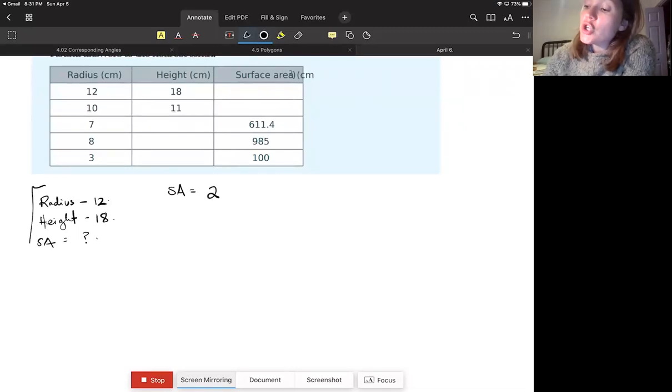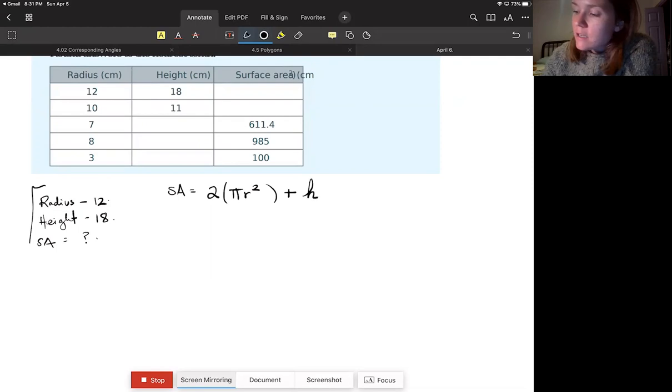So first we have two circles, and I know that the area of one circle is pi radius squared. Then I'm going to add that to the height times the circumference of that circle. And the equation for that is pi 2r. So now I'm going to plug in my values.